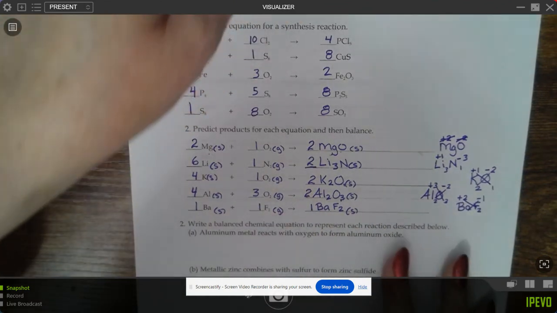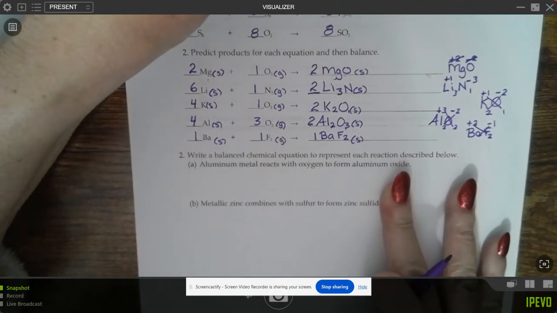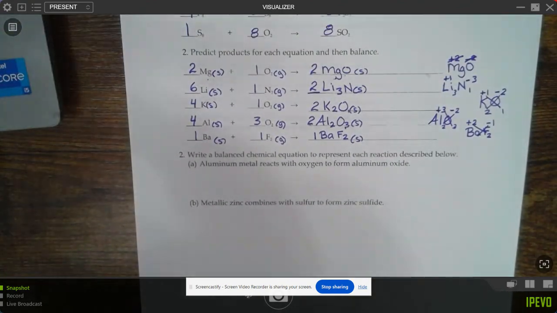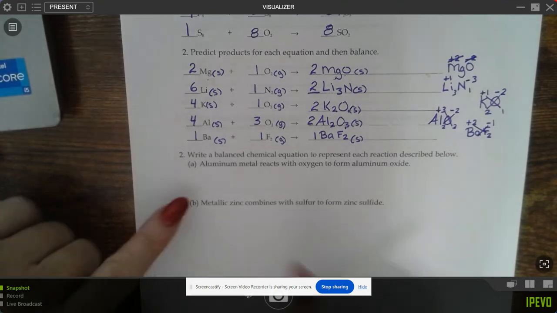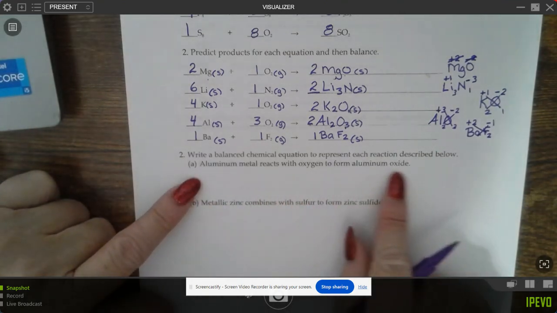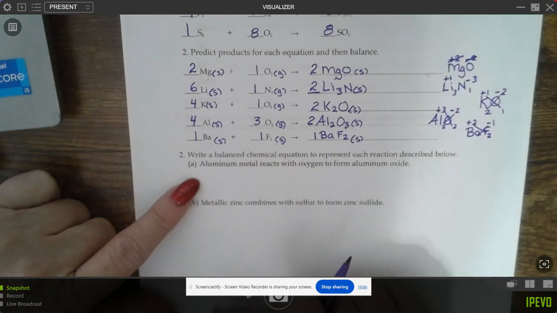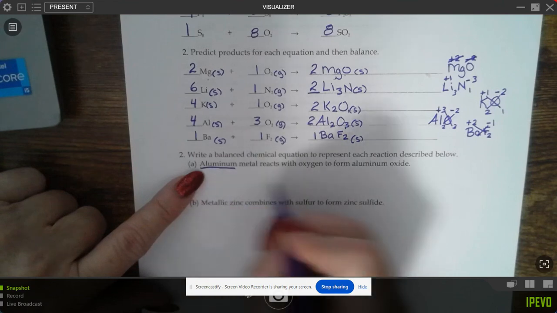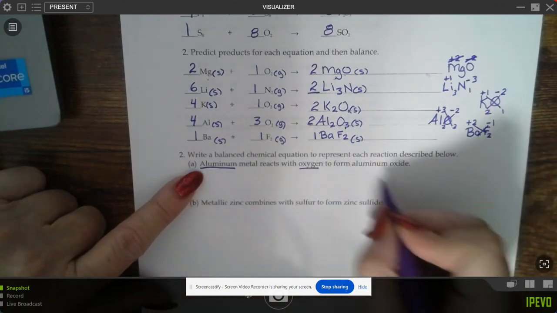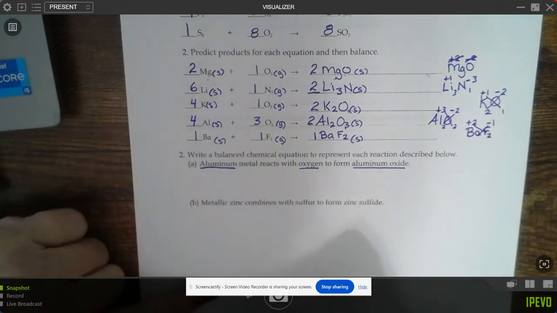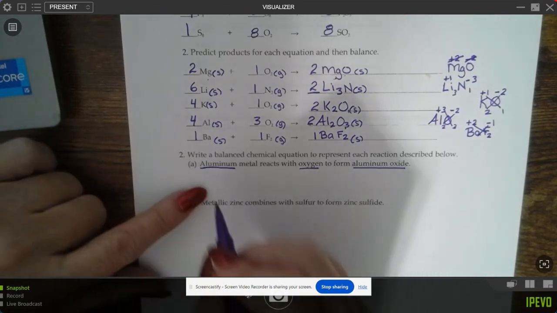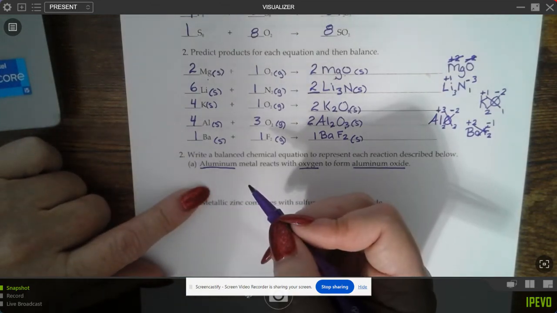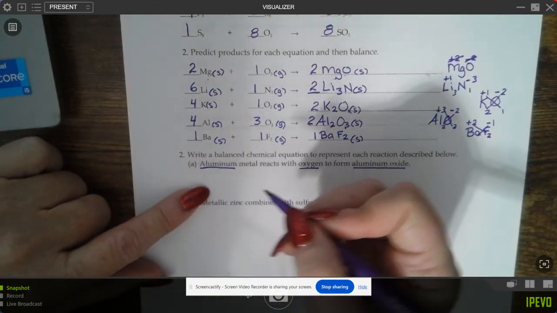Okay. All right. Now, you will have to do this once on the test and once on the quiz. You will have to take a word equation and write a chemical equation. Okay. And it's not bad. Okay. So we have aluminum reacts with oxygen to form aluminum oxide. Okay. So aluminum is a metal. Aluminum is a solid.